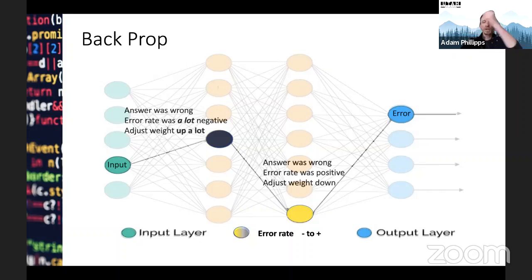So we keep on going further in our computation graph over to this dark blue neuron. And we found that its error rate was quite negative. So we want to fix that. So we're going to adjust its weight from the input to this blue neuron. We adjust that weight to go up a lot because we need to try and zero out our error rate, you know, for perfect prediction. So that's kind of what we're doing.